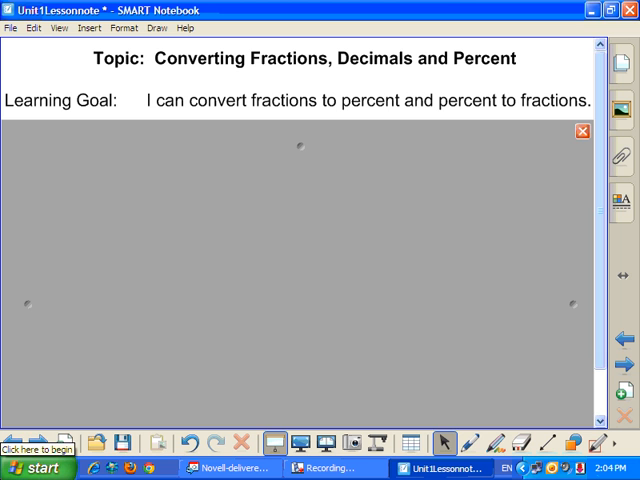So what's our topic today? In order to be successful, we need to be able to convert fractions, decimals, and percent. So at the end of this, when you walk out of here today, I want you to be able to tell me I can convert fractions to decimals to percent and vice versa. So where do we start?